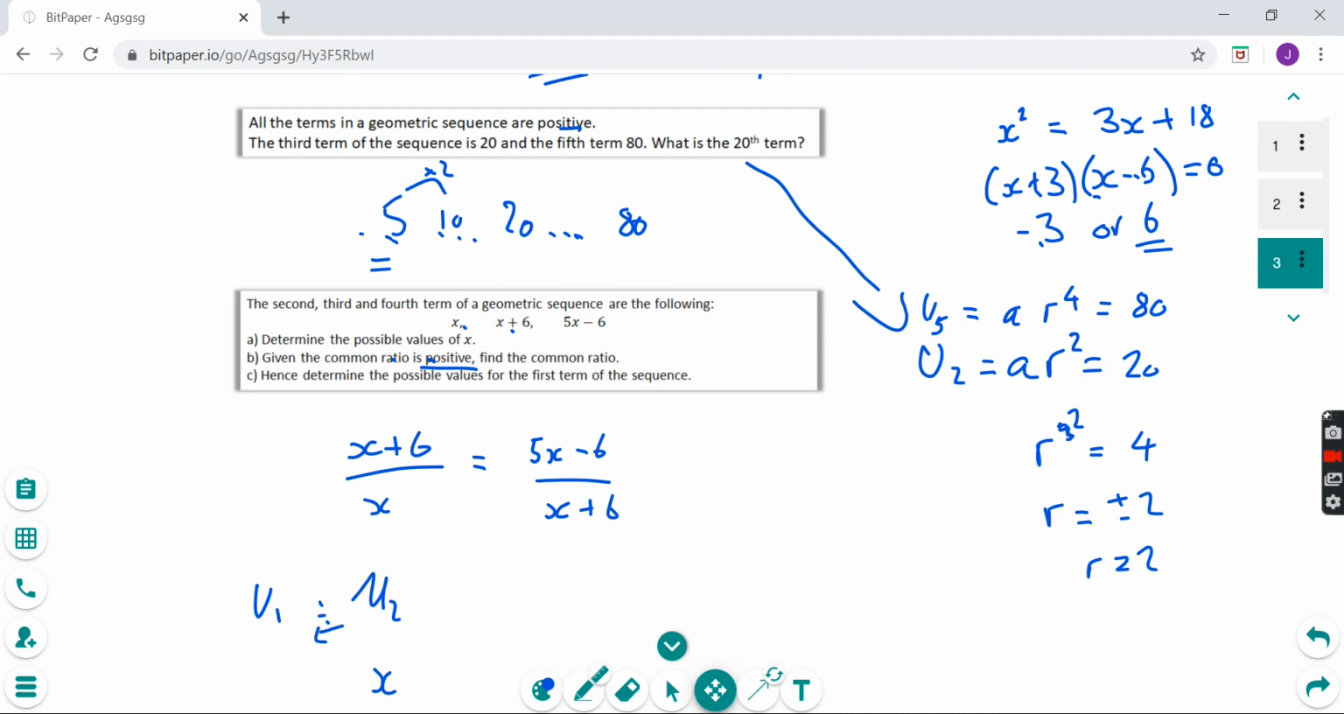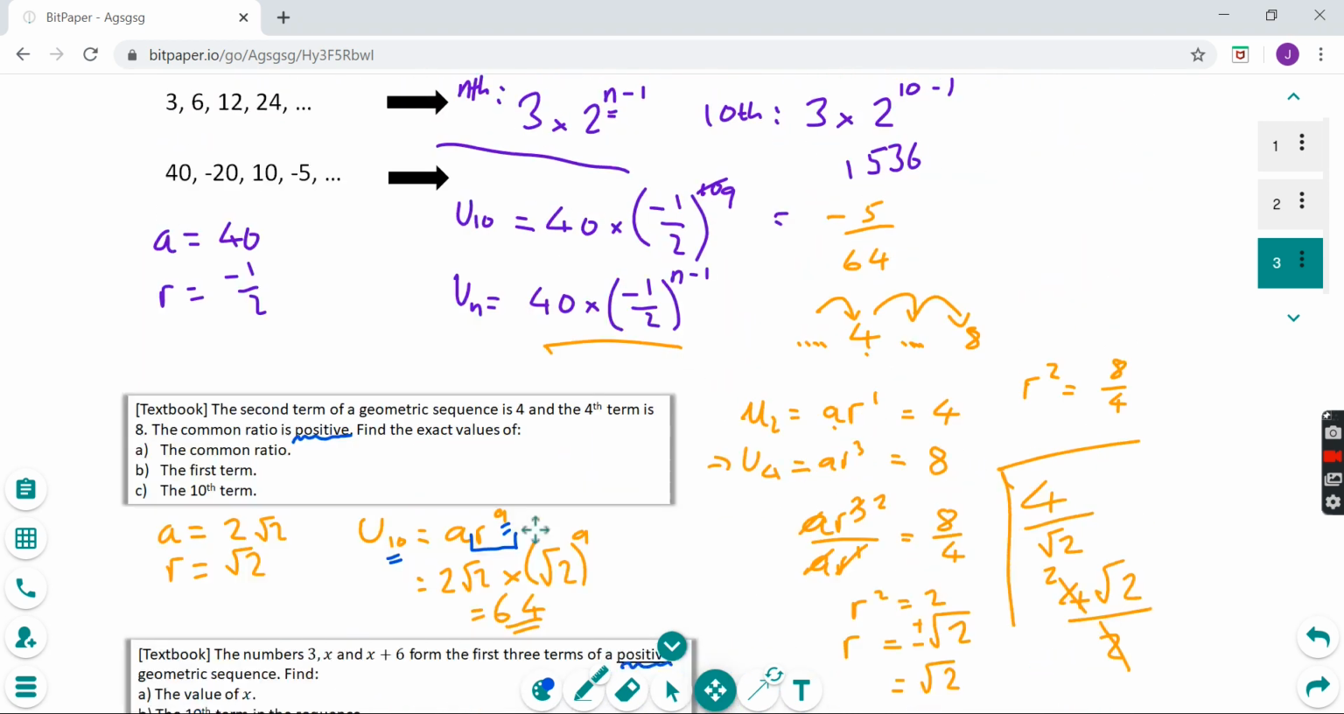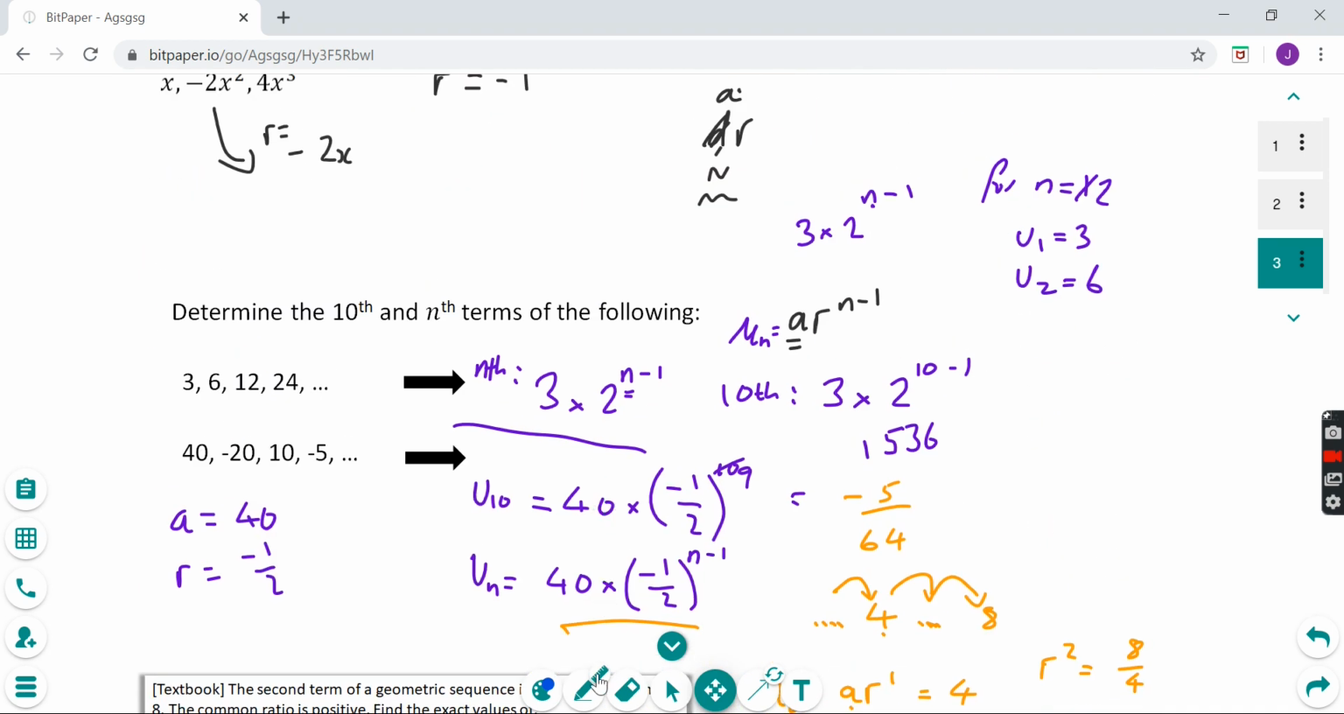So there we go. Geometric sequences, it's all about remembering this key rule that the nth term is a, where a is the first term, multiplied by r. r is the common ratio, and r is raised to the power of n minus 1.